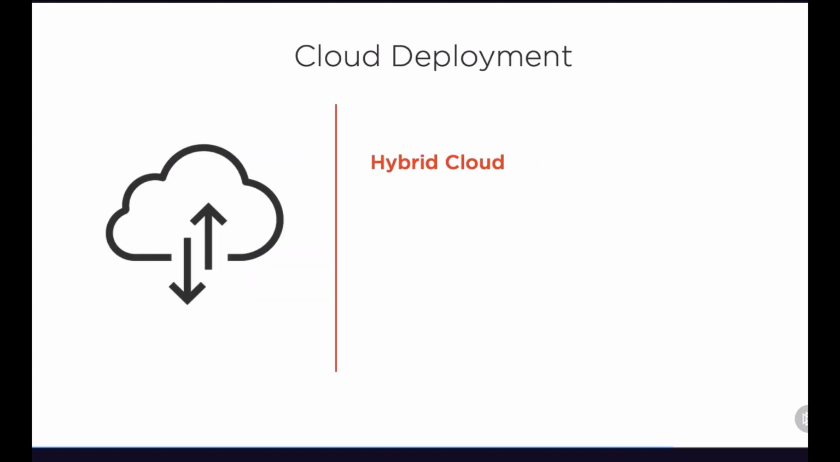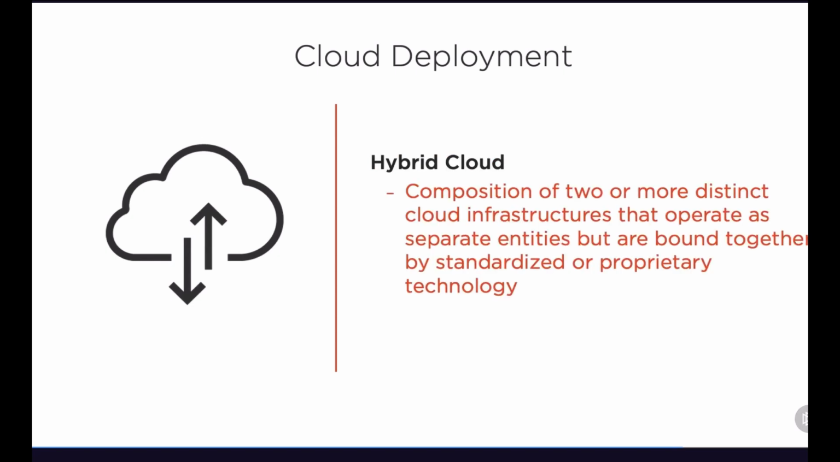We also have the hybrid, which quite simply means we're not satisfied with any one of these, we use a combination. So a hybrid cloud is a composition of 2 or more distinct cloud infrastructures that operate as separate entities, but are bound together by standardized or proprietary technology. So this could be for the sake of business continuity.